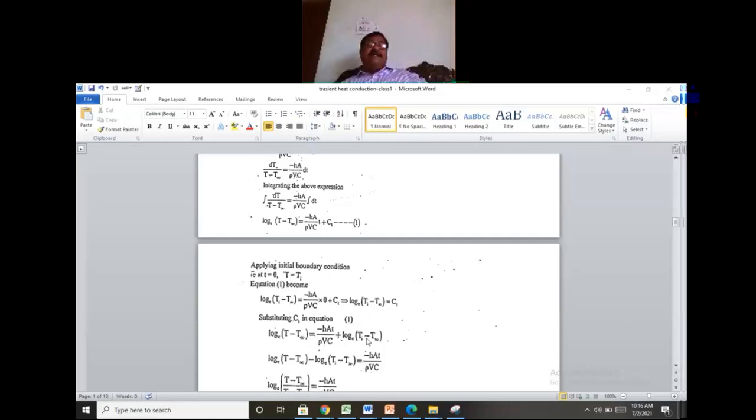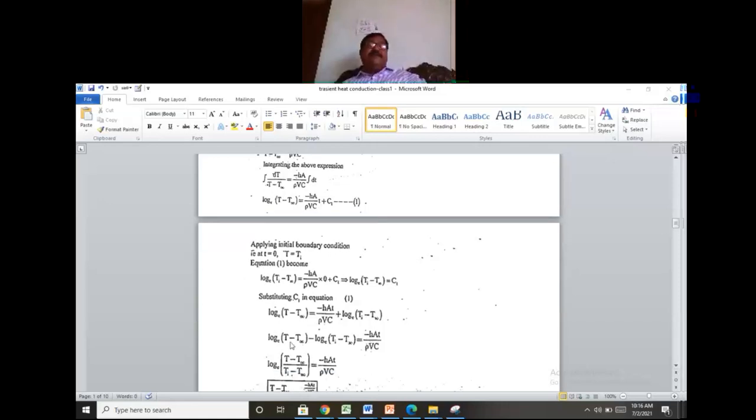By rearranging these equations into a different form, if you bring this to this side, log of (T minus T infinity) is equal to minus hAt divided by rho Vc. From the second PUC equations, log of A minus log of B is equal to log of A by B.